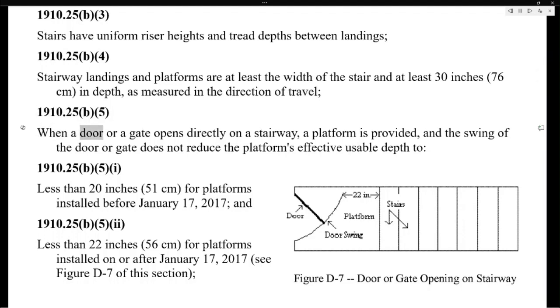(b)(5) When a door or a gate opens directly on a stairway, a platform is provided, and the swing of the door or gate does not reduce the platform's effective usable depth to (i) less than 20 inches (51 centimeters) for platforms installed before January 17, 2017, and (ii) less than 22 inches (56 centimeters) for platforms installed on or after January 17, 2017. See Figure D-7 of this section.